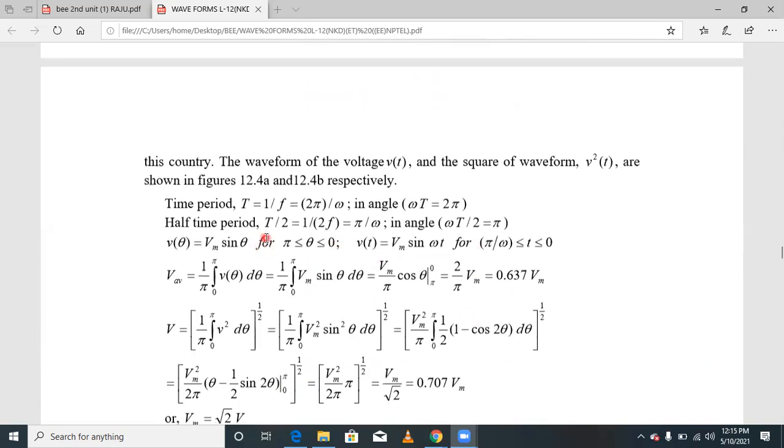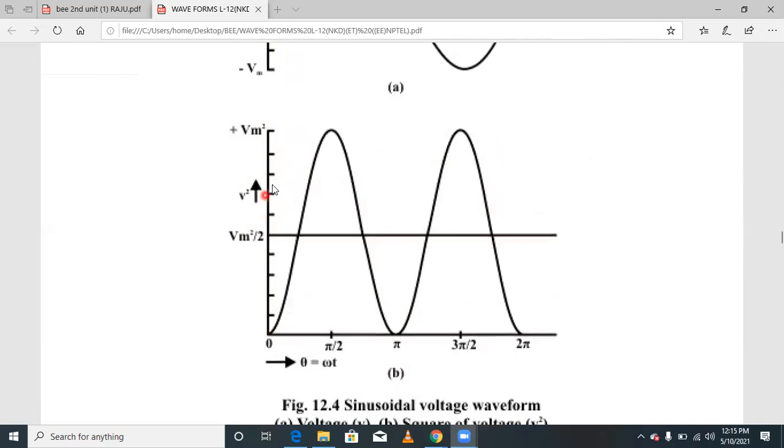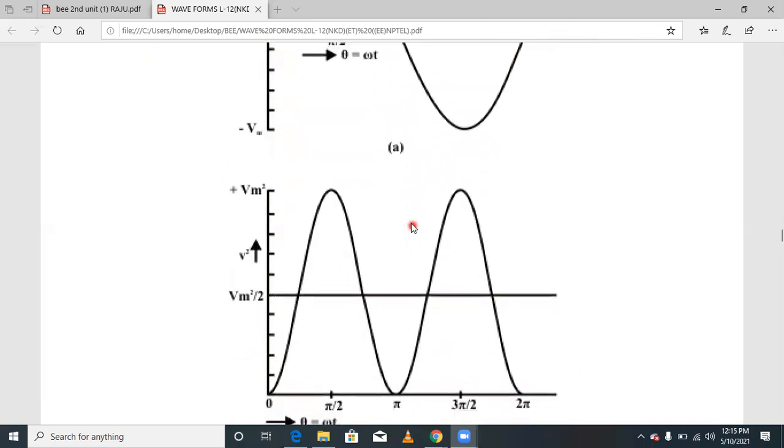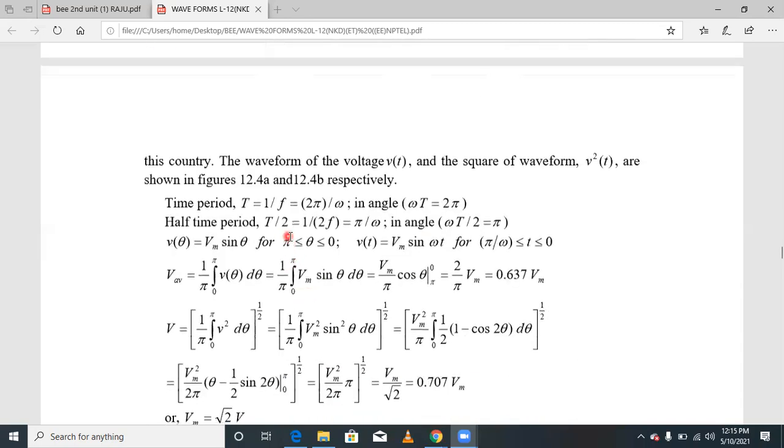So the half time period is T by 2. The range 0 to 2 pi is called the time period. Half of the period, T by 2, is nothing but 0 to pi only. After the T period, T by 2 is equal to 1 by 2f, where T is equal to 1 by f. Substituting, T by 2 is 1 by 2f, which is equal to pi by omega.